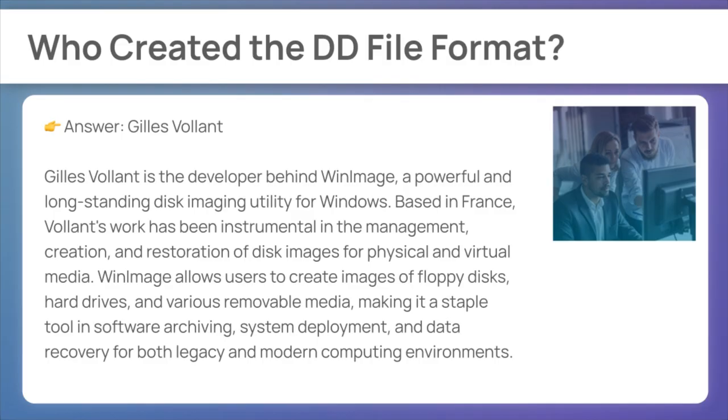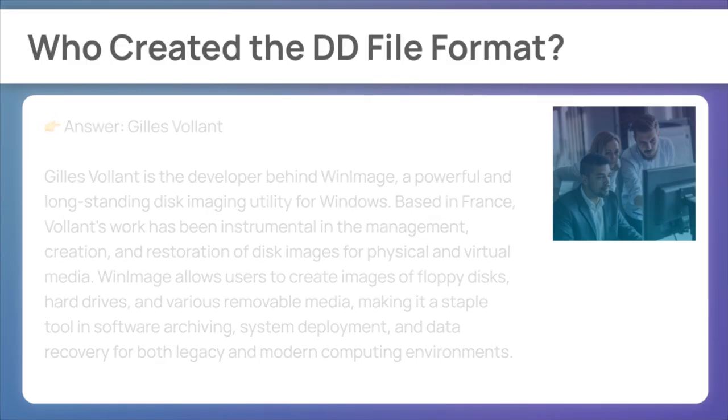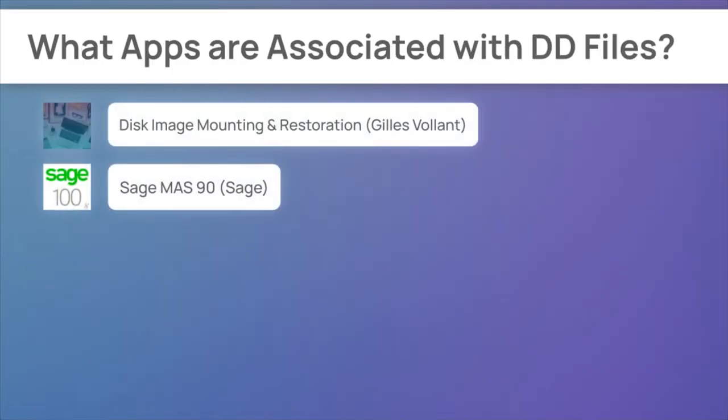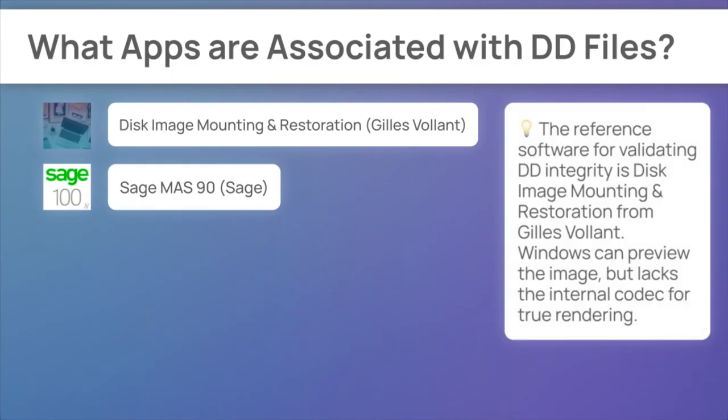Mounting or restoring a DD image requires specialized software capable of interpreting the raw data and reconstructing the file system. The DD format has primary linkage to the Disk Image Mounting and Restoration application by Gilles Volant. The file's visual data is accessible, but requires specialized software for metadata reading. Windows lacks native support, so proper access requires tools built for older systems.